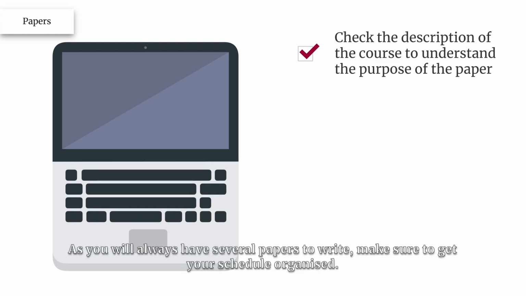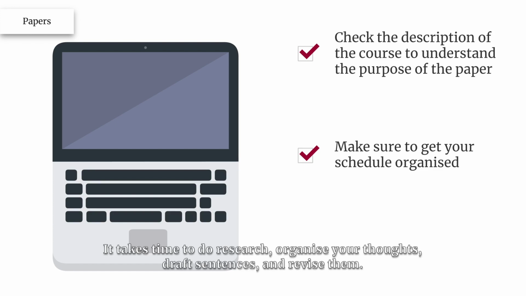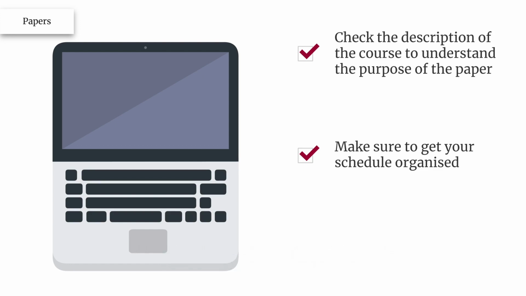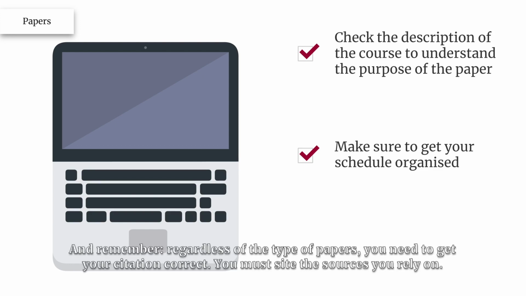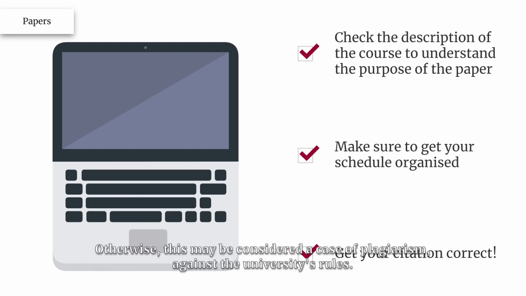As you always have several papers to write, make sure to get your schedule organized. It takes time to do research, organize your thought, draft sentences, and revise them. And remember, regardless of the types of papers, you need to get your citation correct. You must cite the sources you have relied on. Otherwise, this may be considered a case of plagiarism against the university's rules.